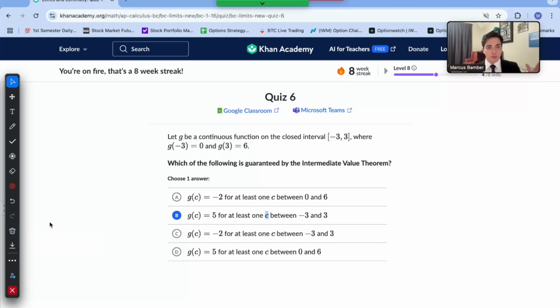So for the intermediate value theorem, we need to prove these two constraints, and then we can make conclusions based off of it.